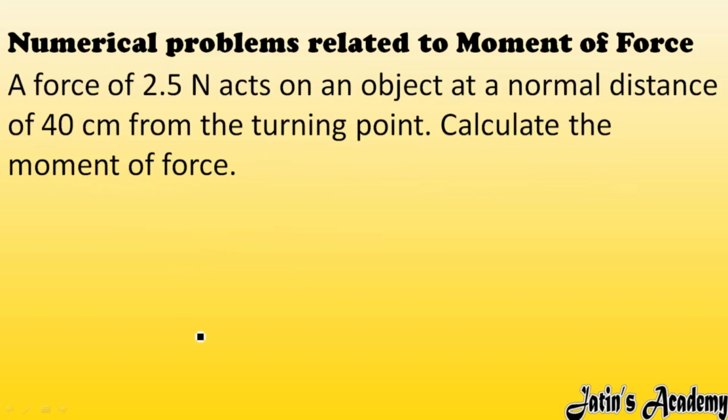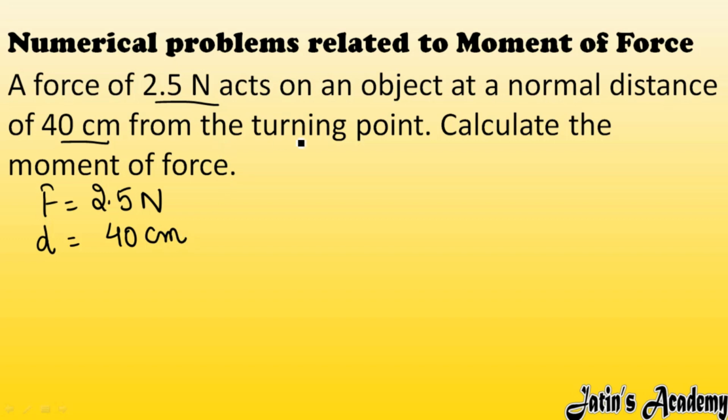Next, we are having numerical problems related to turning effect of force or moment of force. So first we have a given numerical: a force of 2.5 Newton. As we can see, Newton is given, so here force is given. First of all, write the given things. Whatever things are given in the numerical, just write them here. A force of 2.5 Newton acts on an object at a normal distance of 40 centimeter. Centimeter means distance. So perpendicular distance is given, 40 centimeter from the turning point.